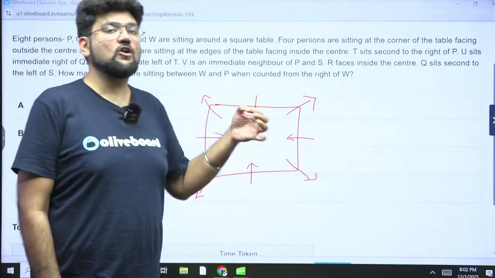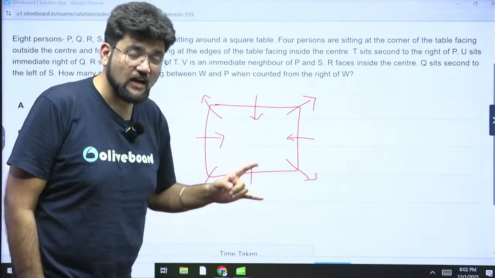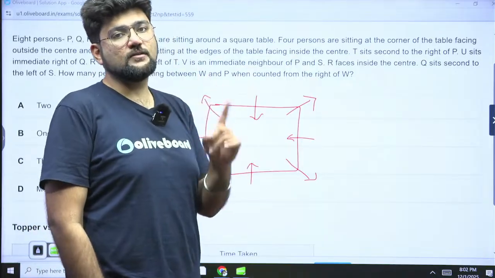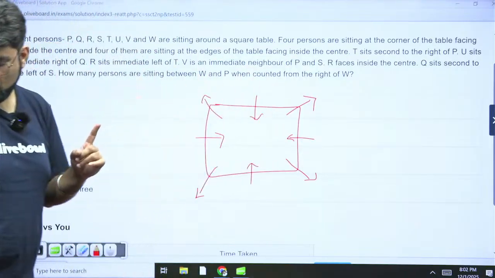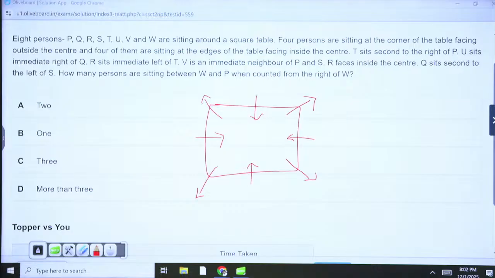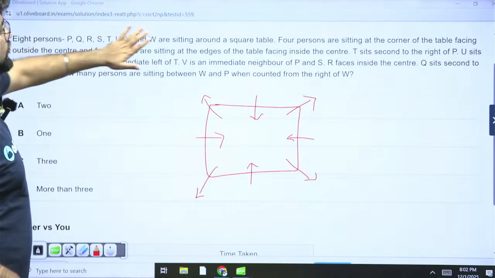Your placement will not start randomly anywhere. It will only start where there is a specific mention of a person who is either sitting at a corner or sitting in the center. Keeping that in mind, if you look at this question now, from here we'll start.